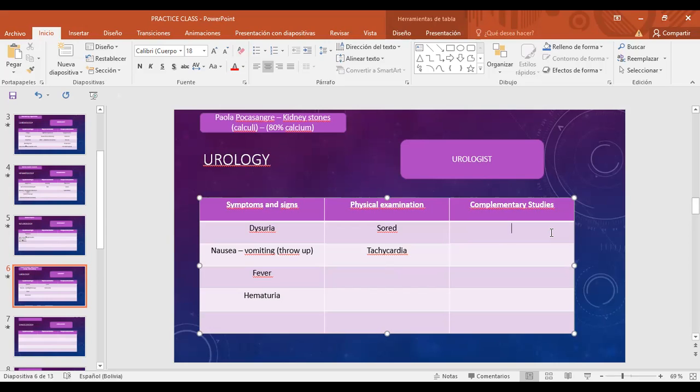Okay, so in complementary studies, we would ask for a urine test. And there we have the report from the lab about the crystals, right? You told me the minerals are related, right? So crystals, okay? There we have a report from the laboratory, and we have a clue about what these kidney stones are made of, okay? What else would you ask for?